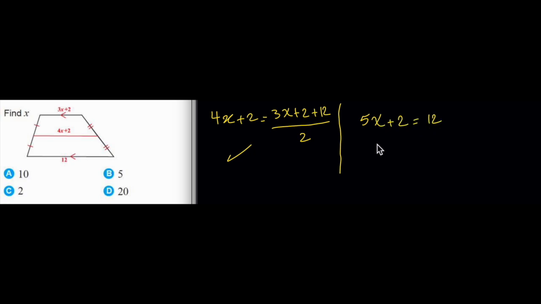Another question, find x. We have this side is 3x plus 2, this side is 4x plus 2, and this side is 12. So we can answer this question in two ways. We have 4x plus 2, this is equal to the sum of the other two sides divided by 2. Then I will complete it to answer. We have another method to answer. The first side is 3x plus 2, and the second one is 4x plus 2. So logically, the third one will be 5x plus 2. This equals 12. It means 5x, by subtracting 2 from both sides, equals 10, so x equals 2, so the answer is C.